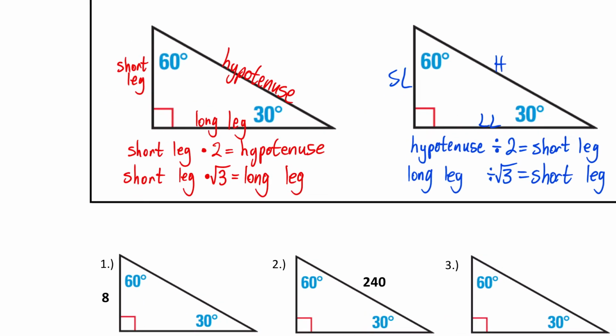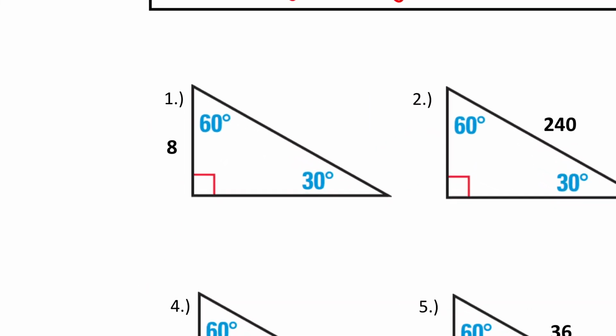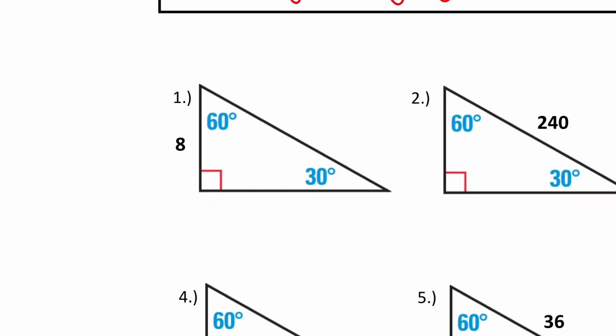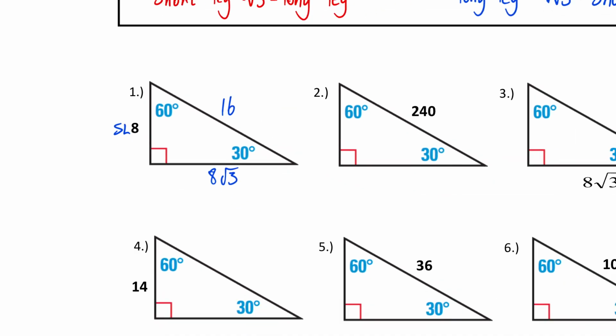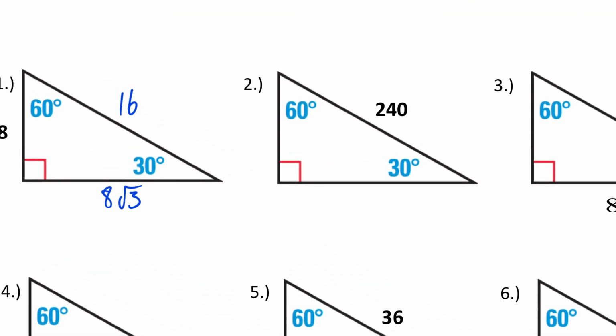Okay. So, on number 1, this 8 is the short leg. So how long would the hypotenuse be? 16. How long would the long leg be? 8 square roots of 3. On number 2, the 240 is the hypotenuse. How long is the short leg? 120. And then the long leg? 120 square roots of 3.